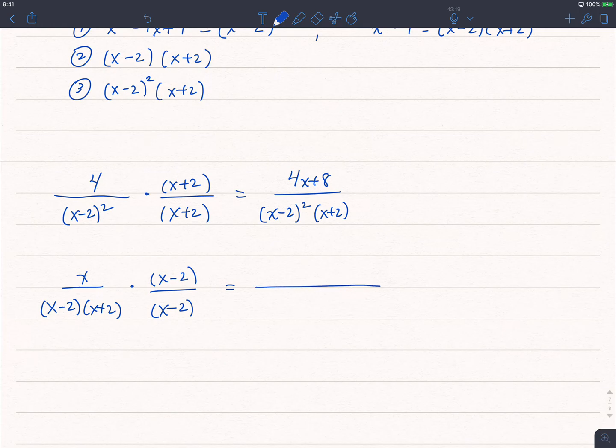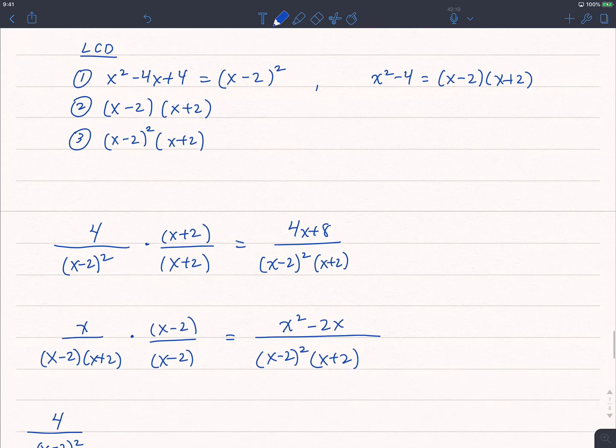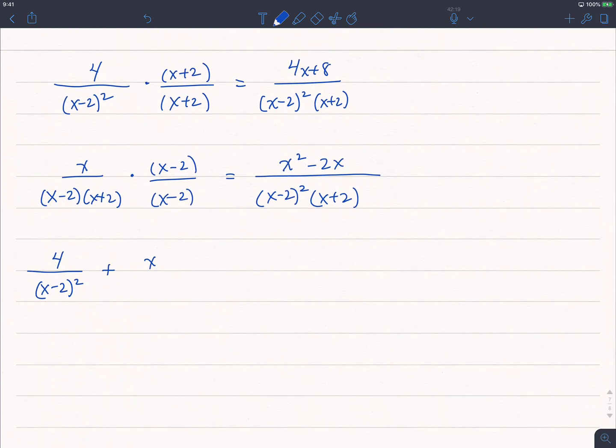Okay, so again, our denominator should be the LCD. And here in the numerator, we multiply and we have x squared minus 2x. Okay, so now that we've changed the two fractions, we're ready to combine them. So the original problem, we write down first. So it was 4 over x minus 2 squared plus x over x minus 2 times x plus 2. So we change the first fraction to 4x plus 8 over x minus 2 squared times x plus 2.